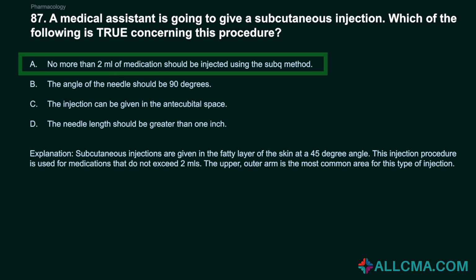Subcutaneous injections are given in the fatty layer of the skin at a 45-degree angle. This injection procedure is used for medications that do not exceed 2 mL. The outer arm is the most common area for this type of injection.